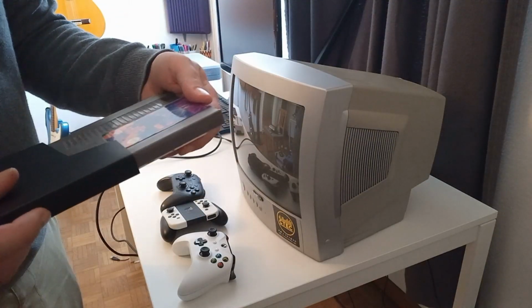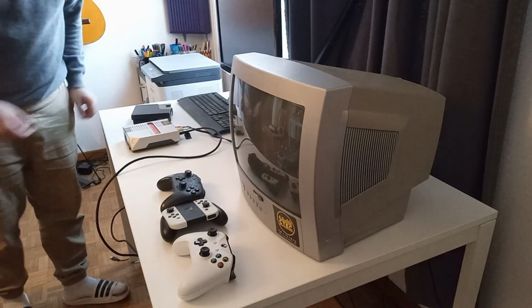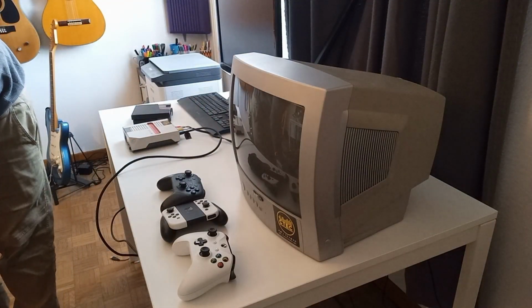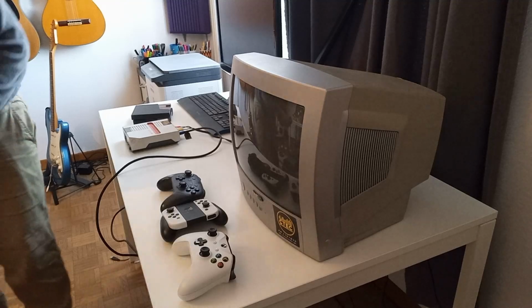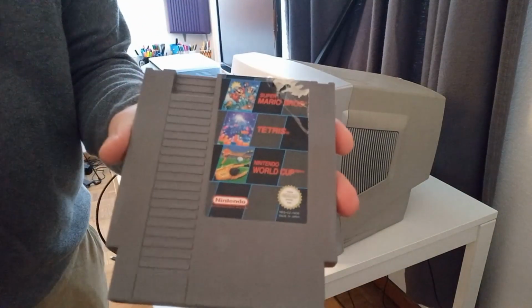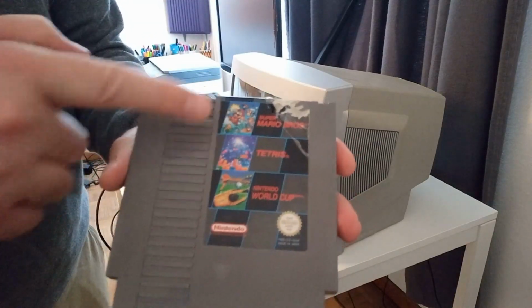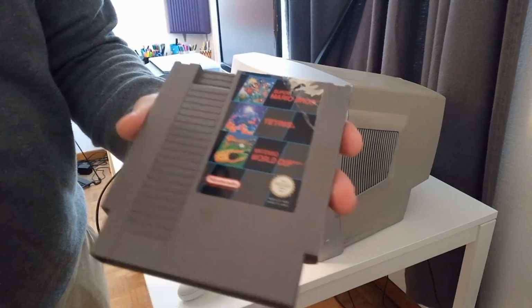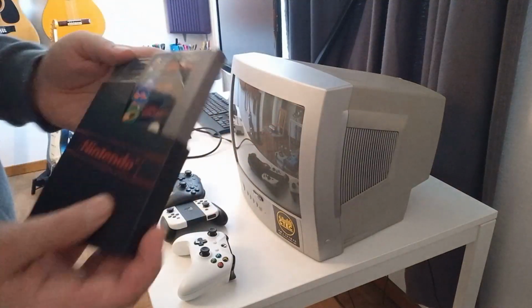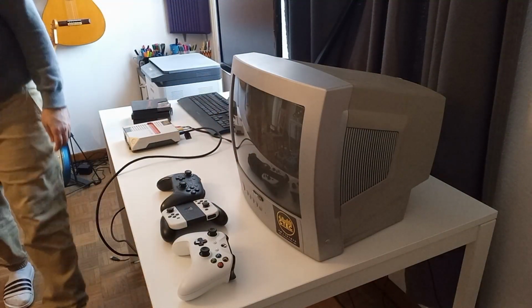There of course are several region-specific ones. Well, in Europe we also had, and mine is a bit in bad condition, the multi-cards. These are legal ones. Tetris, Super Mario, and Nintendo World Cup. Super Mario.